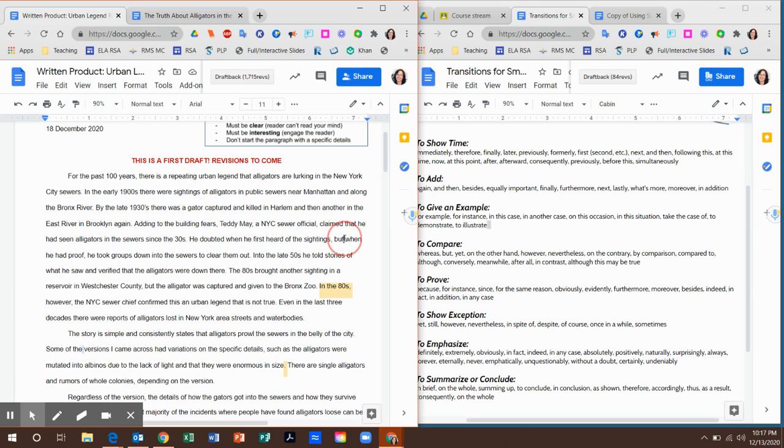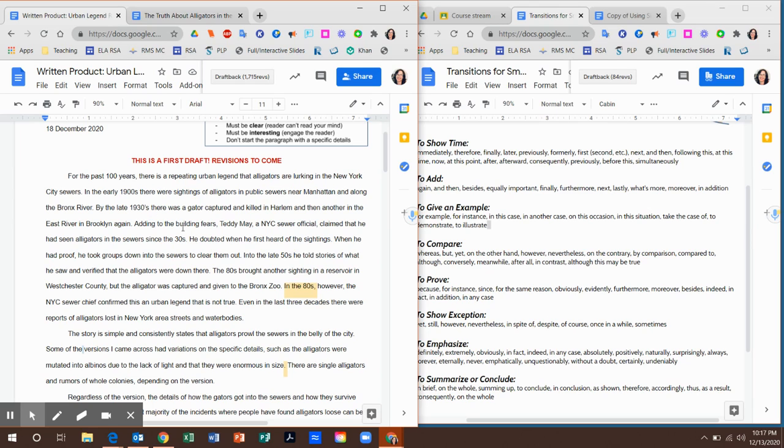So what I'll do in my writing, I want longer and more complex sentences, but sometimes when I notice that things are a little awkward or clunky, I'll shorten the sentences because I can always join them again, right? It just helps me see the ideas, like what is the complete idea that I'm trying to say. He doubted when he first heard, then when he had proof, he took these groups down into the sewers. So those are kind of three separate ideas there.